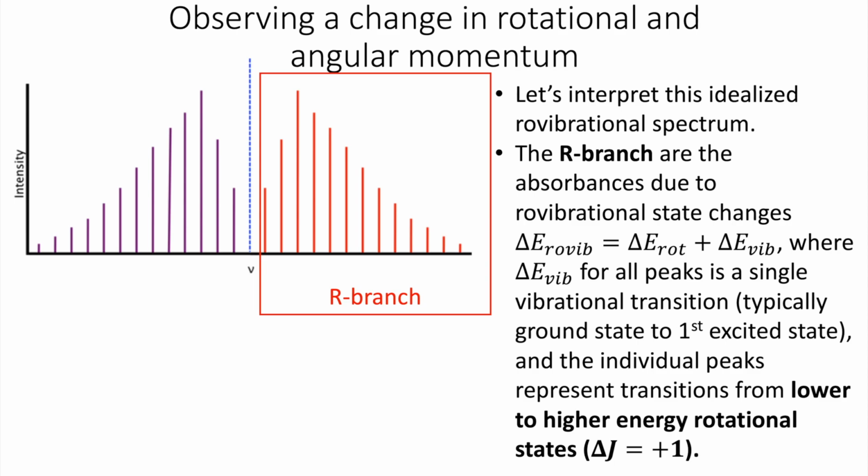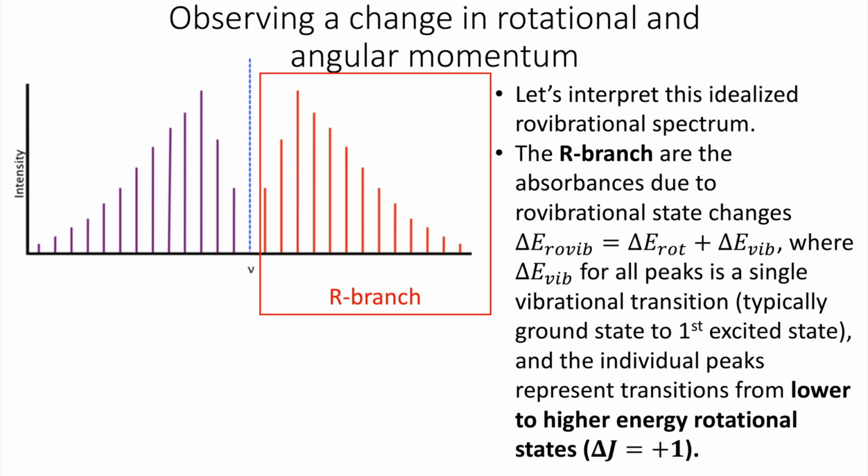Now, there are different names here. So we have something called the R branch. If we look at the right side, you might say, wait a minute, why is this symmetric? What's going on here with these rovibrational changes? Well, the R branch are the absorbances due to rovibrational state changes where the delta E vibrational for all peaks is a single vibrational transition, right? Typically at room temperature, you're just going from the ground state up to the first excited state. So the change in the vibrational energy is actually the same for all of these. It's the rotational piece that changes.